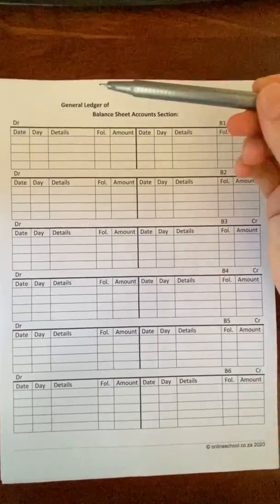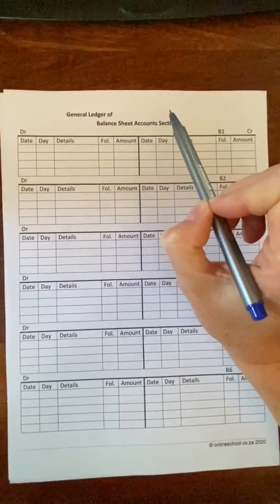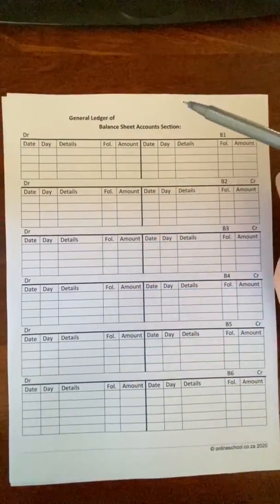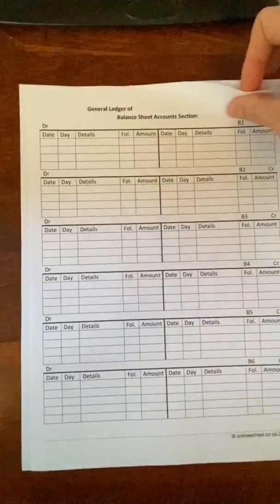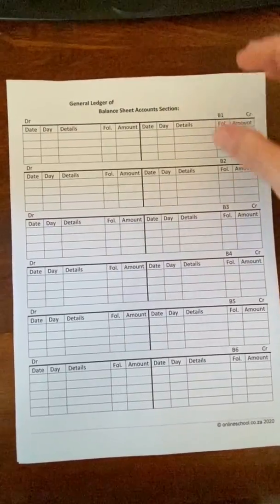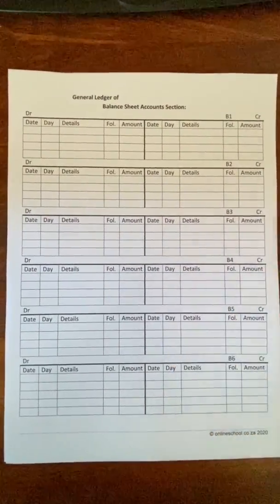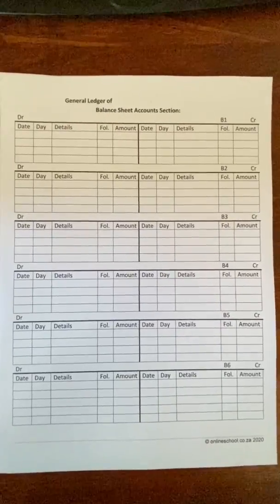Right, so just take a note here. The format of a general ledger. As I said to you earlier, you need to give your general ledger a title, and you need to split it into a balance sheet account section and a nominal account section. Your balance sheet account section records all your assets, owner's equity, and liabilities, and your nominal account section records all your income and your expenses.